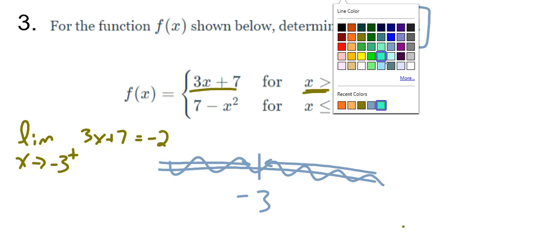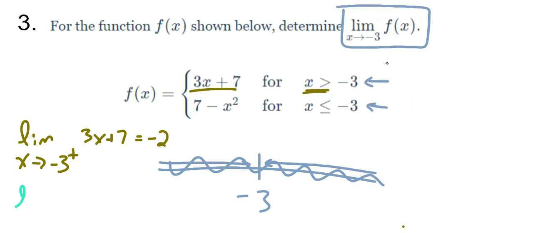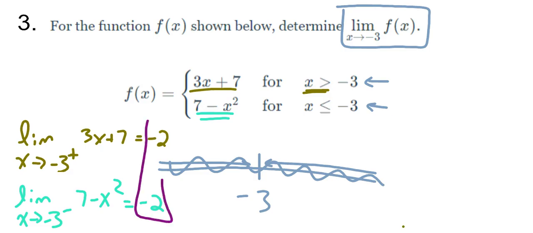Let's do a new color. Let's do turquoise. Let's do the limit of the same piecewise function, but this time coming from the left, which is going to be this. Okay. And let's plug in that negative 3: 7 minus negative 3 squared, which is positive 9. So 7 minus 9 is negative 2. Oh, they're the same. See how this and this are the same? If our right-sided limit and our left-sided limit are the same, then our overall limit is equal to the same thing.